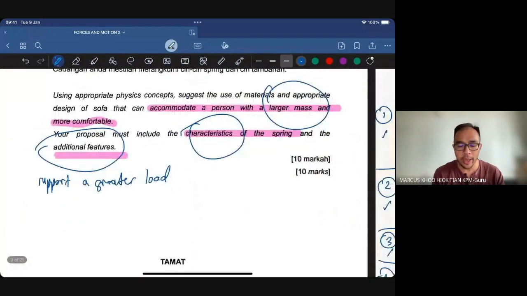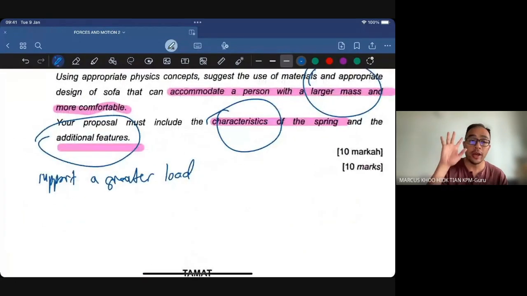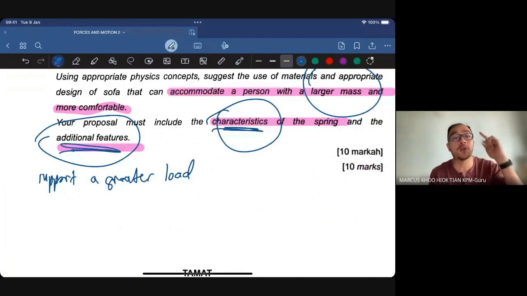Okay, be aware of the fact that you need to have at least 5 points. Tetapi setiap ciri yang diminta dalam soalan mesti kau bagi sekurang-kurangnya 1. Okay, so in this case, it's either 3 characteristics of spring, 2 additional features, or 4 characteristics of spring and 1 additional feature. Okay, don't worry about the S.